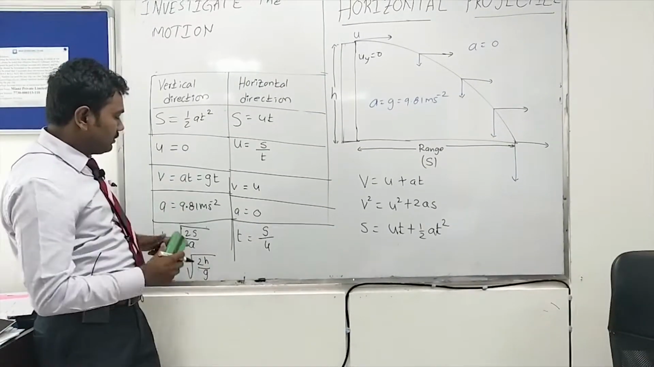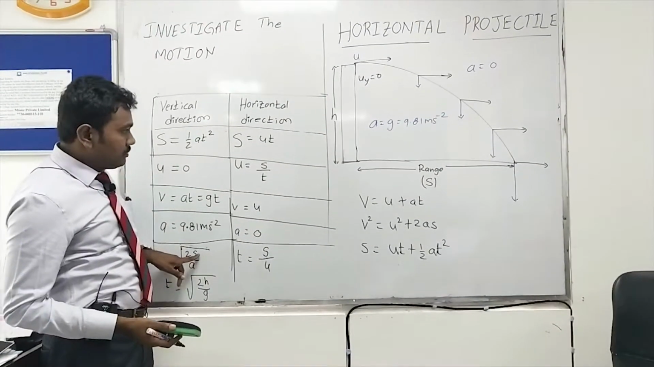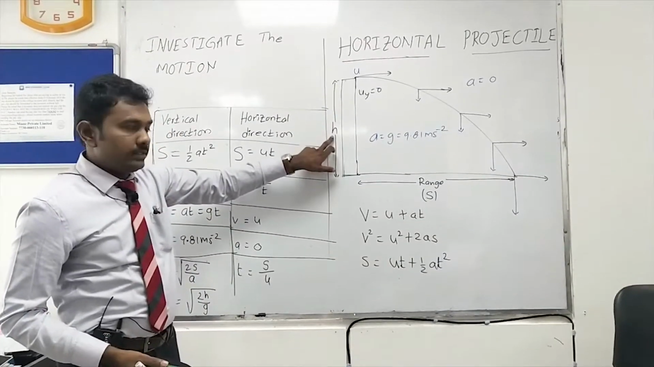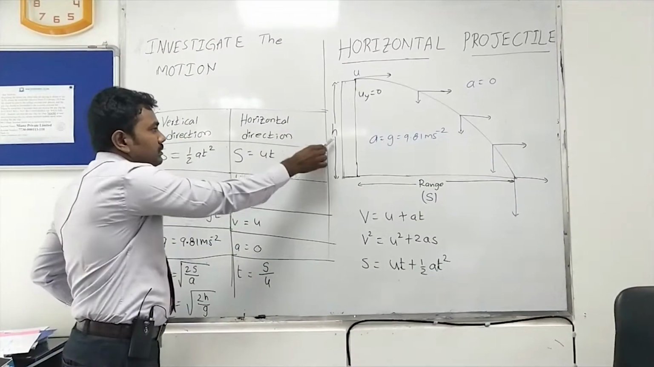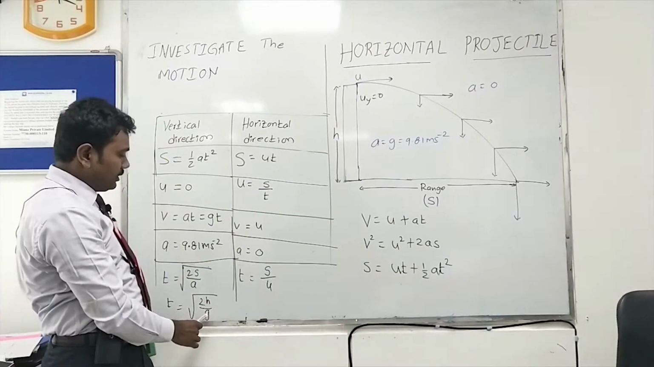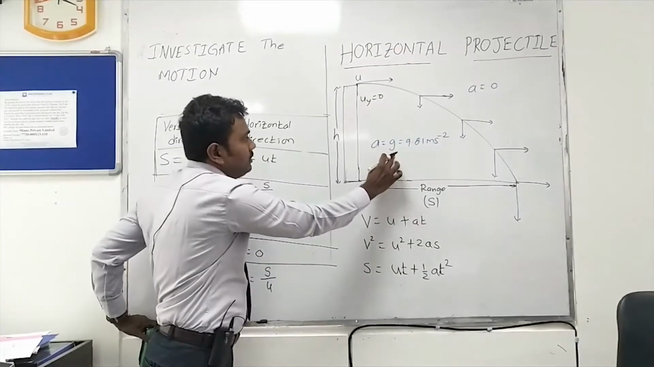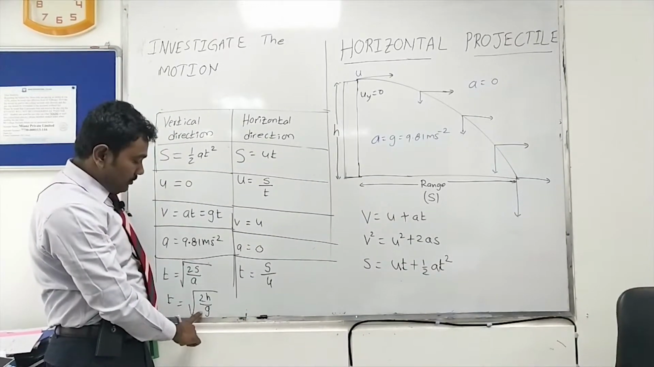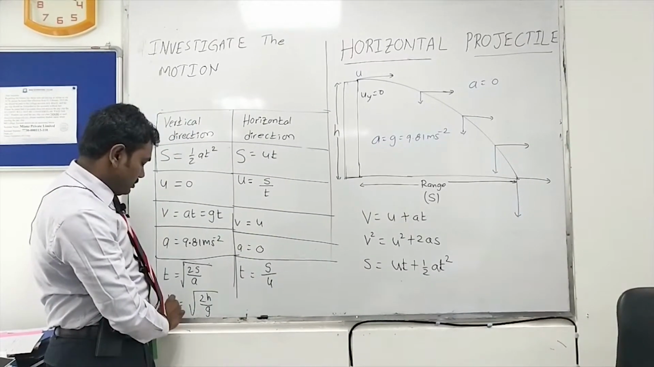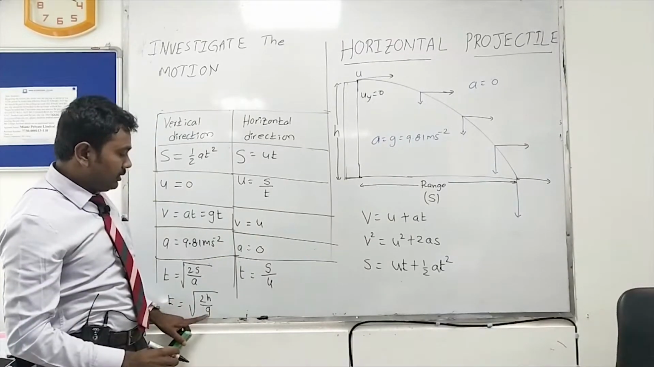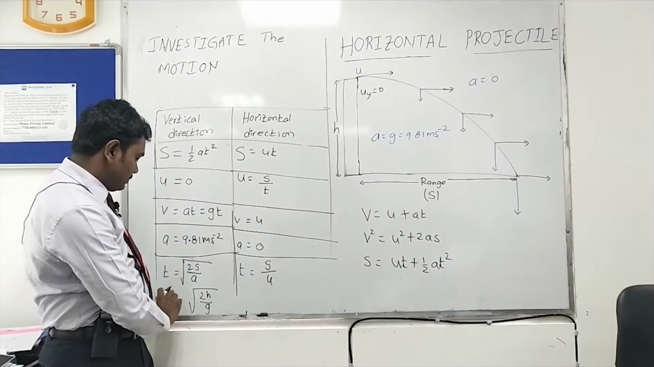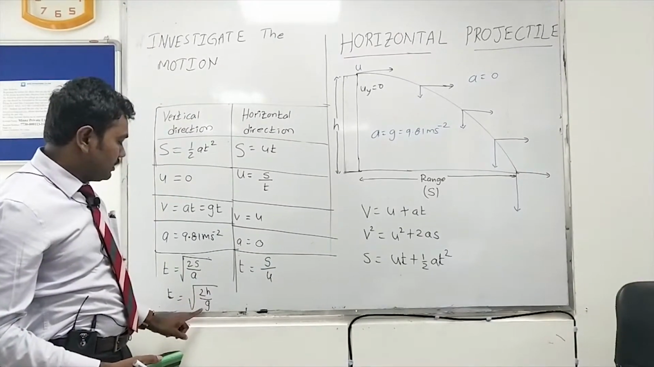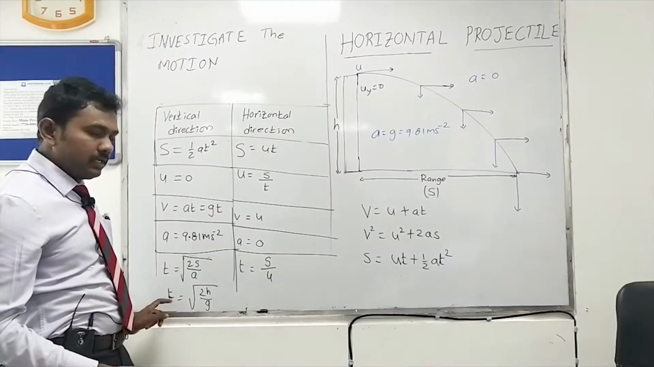It is because the displacement in the vertical direction is taken as h. So the vertical displacement s is h here, and the acceleration value is plus g, which is the acceleration due to gravity. So t equals square root of 2h by g is the final equation I get for the time taken.